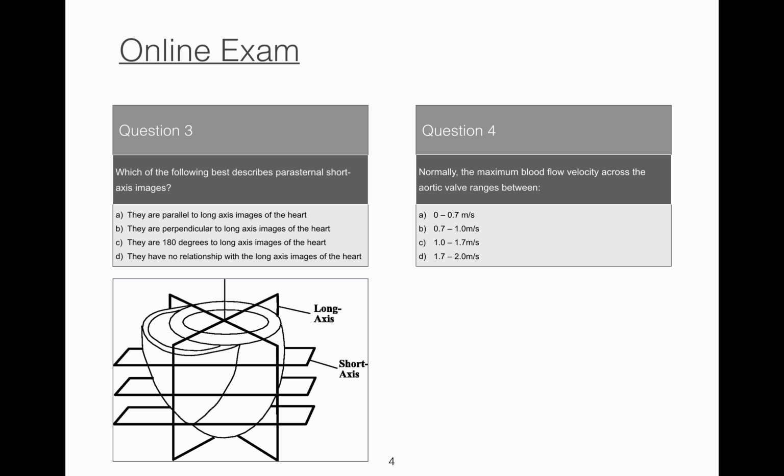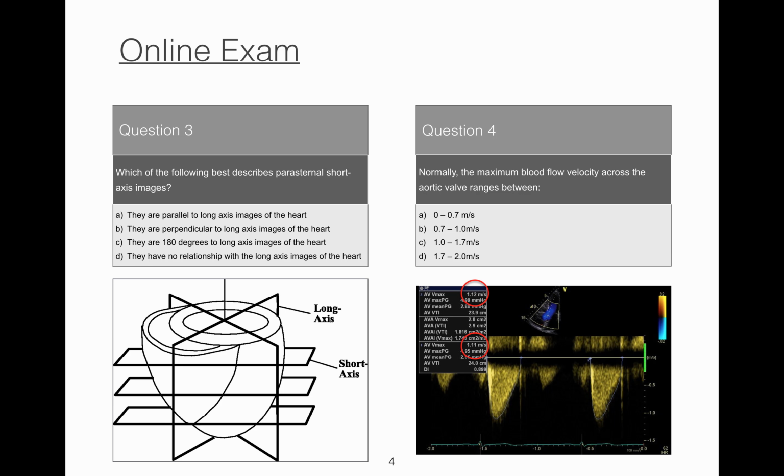Question 4 asked you to indicate the normal maximum blood flow velocity across the aortic valve. This is normally between 1 and 1.7 meters per second.